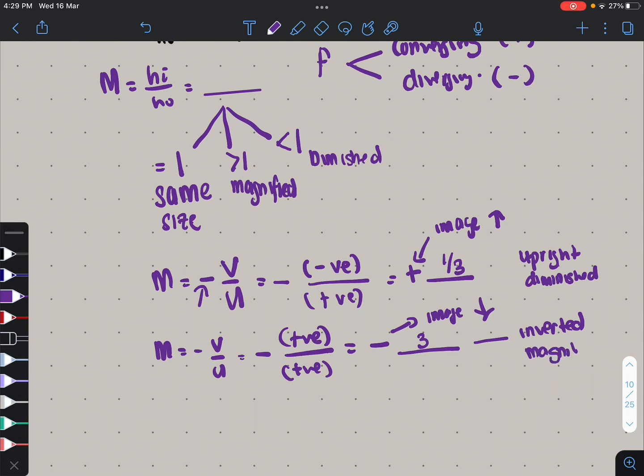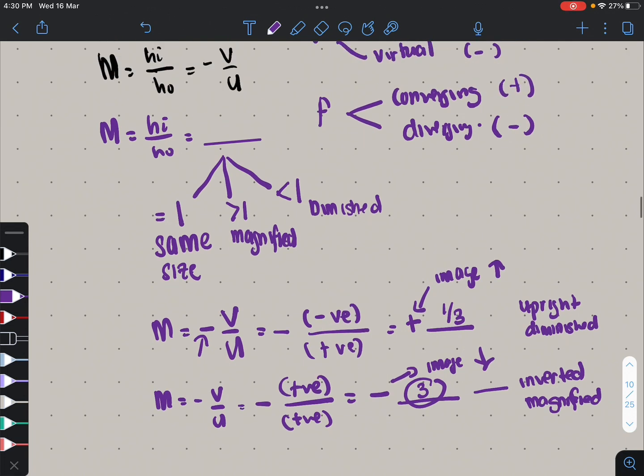Dia bukan negative 3 as in dia mempunyai negative value. Negative dekat sini adalah sign to indicate whether your image is inverted ataupun upright. Value here dekat sini to indicate dia diminished ataupun magnified. Sebab dia negative, maka dia inverted. 3 maksudnya dia lebih besar daripada 1, magnified.